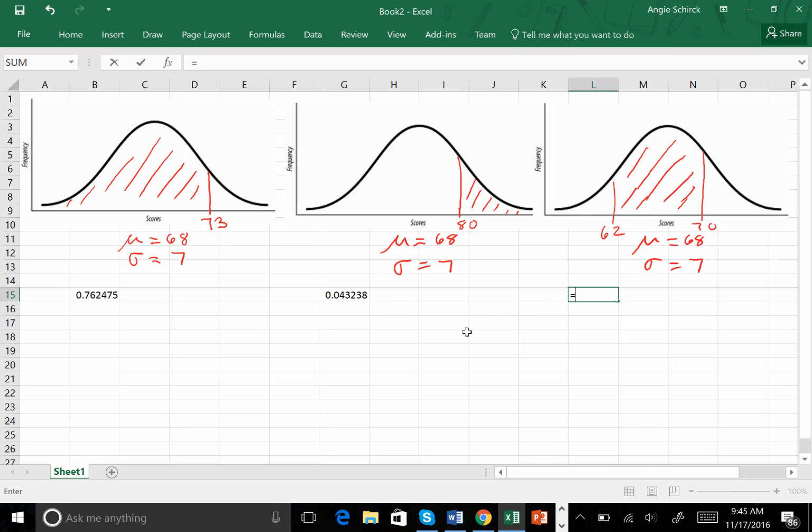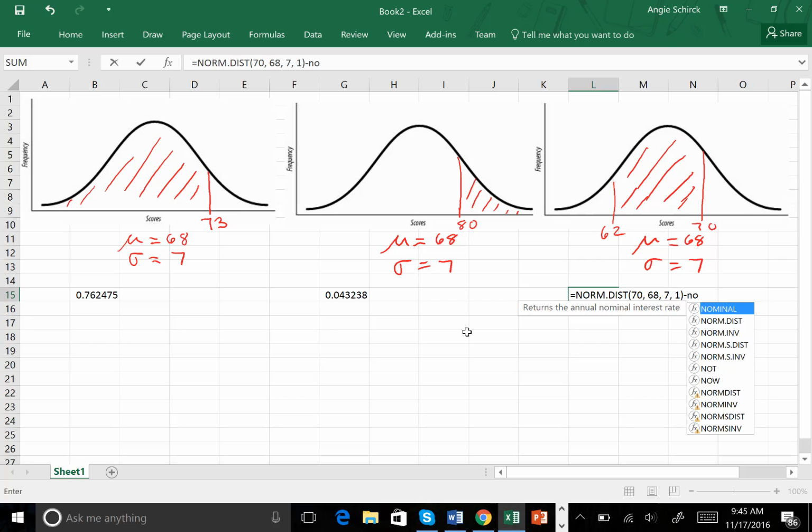So we're going to take the area, 70 is going to be the bigger one, so we'll put that one first. So we're going to take the normal distribution with our data value of 70, our mean of 68, our standard deviation of 7, and we want it to be cumulative, so we put a 1. And then we're going to subtract the normal distribution value for 62.